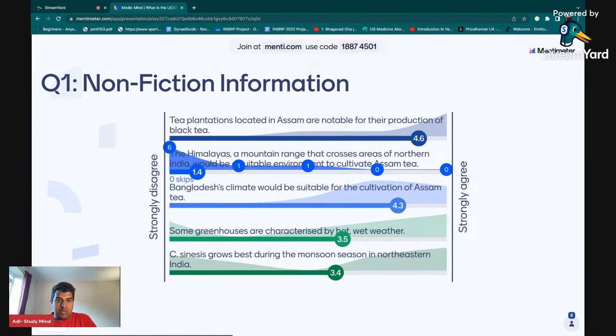But it doesn't say all of northeastern India. It just says Assam, where this does grow very well, is in that part of northeastern India. That's it. We don't know about the rest of northeastern India, so it might not be a safe assumption to make that all of northeastern India during the monsoon season would be good weather for this type of tea. So leaning a bit on the strongly disagree end, but I can understand why people might have gone for the strongly agree. So yeah, good. Thank you guys for answering.